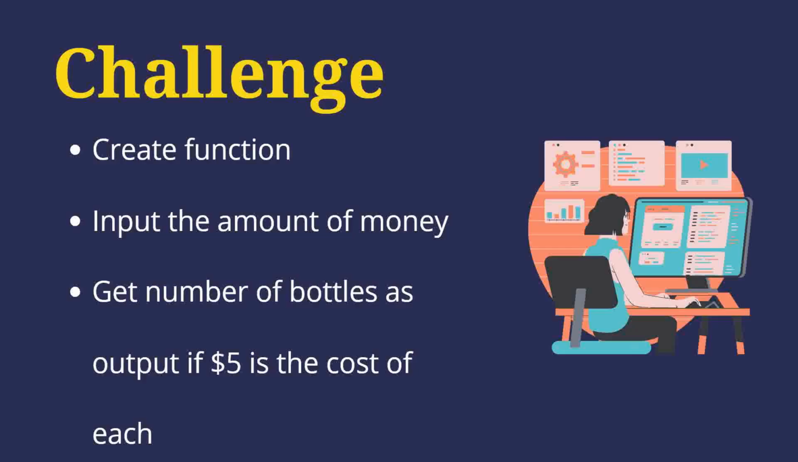Now there's a challenge for you. You will modify the code in such a way that you enter the amount of money, and it will buy the number of bottles accordingly. So just modify the code that I have attached below, and I have even shown you a simple input and output. Just pause the video and give it a try.